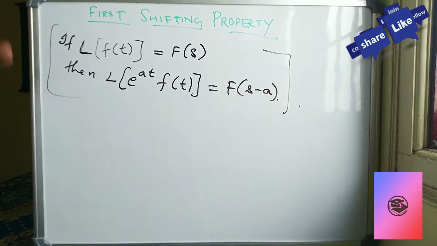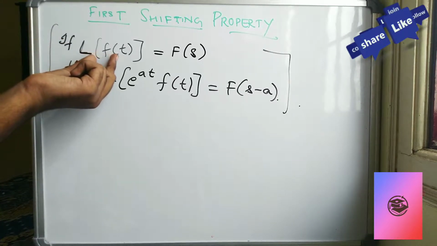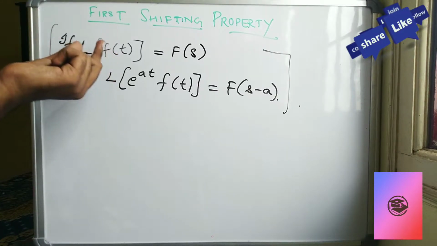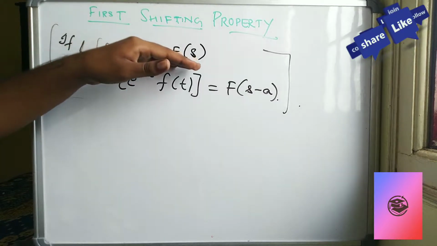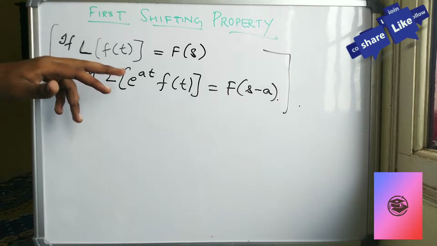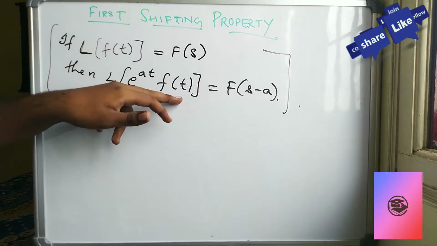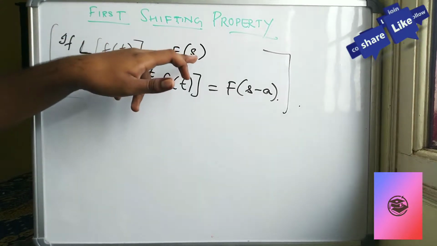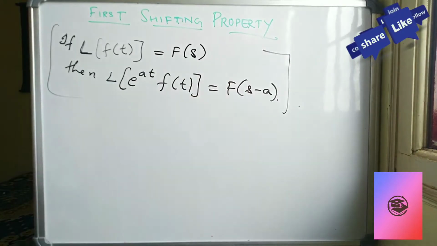So this is the basic thing you have to understand: if Laplace transform of some function f of t is equal to F of s, then Laplace transform of e power at into f of t will be, in place of s you have to place s minus a.